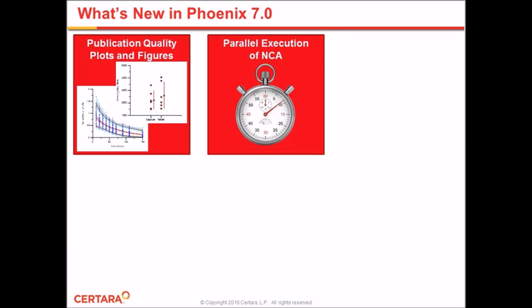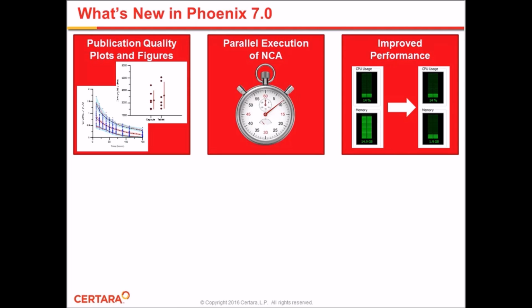The second area that we're going to talk about today is implementation of parallel processing in the NCA tool. We'll show you some benchmarks for the speed improvements that you can expect to see in Phoenix 7.0 if you're a WinNonlin user and you're running large NCA studies.